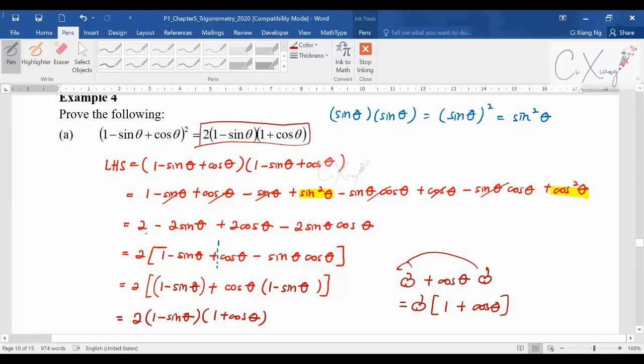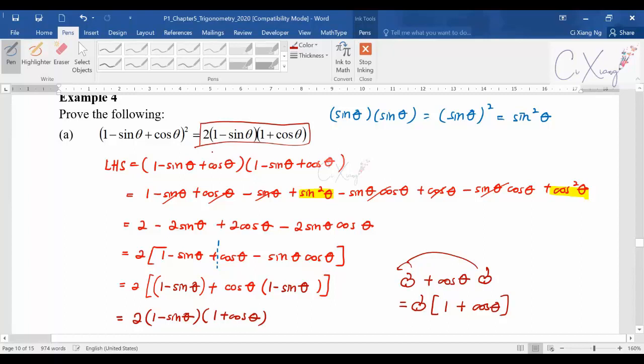Okay, so like just now, I know that I need to factorize out the 2. Why? Because from the answer, I know that there's a 2 in front. So therefore, I need to factorize out the 2. So actually, by checking on the final answer, sometimes it will give you a hint to guide you on how to continue for the next step.